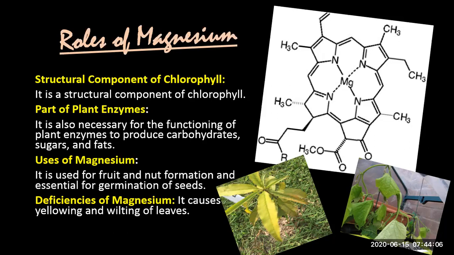What are the uses of magnesium? It is used for fruit and nut formation and essential for germination of seeds. It is very important nutrient which is required at very different levels. Deficiency of magnesium can cause yellowing and wilting of leaves. If you look at this leaf, this one is showing yellow leaves, and here in this diagram I'm showing wilting. Wilting means मुरझा जाना, पत्ते मुरझा जाते हैं.